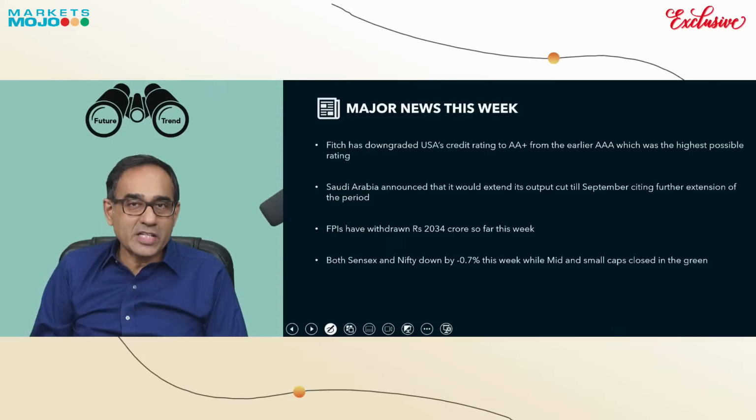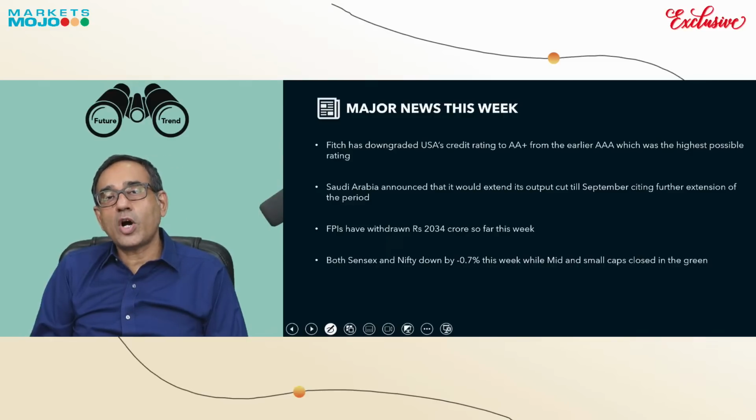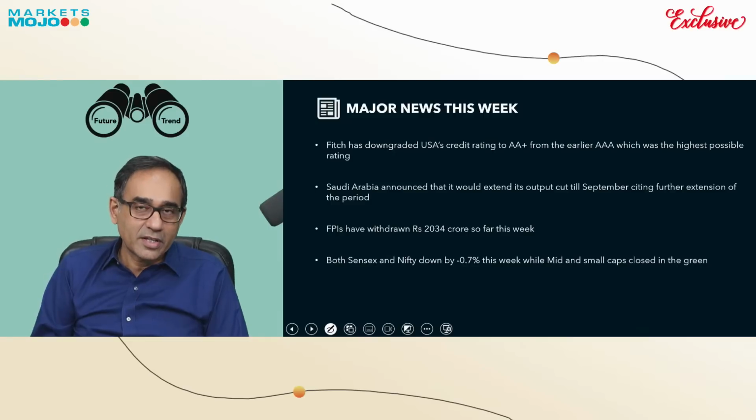FIIs have been on a buying spree, but for a change, this week they were net sellers to the tune of 2,000 crore. Both Sensex and Nifty are down by 0.7% for the week, but mid and small caps are in the green. In other words, they have continued to outperform despite the poor market sentiment.